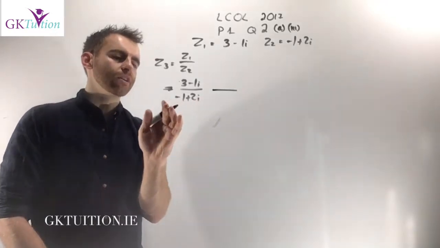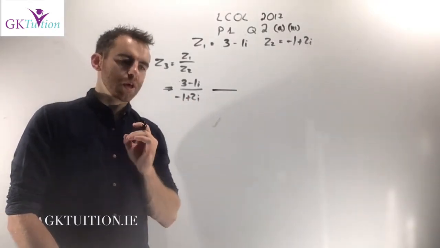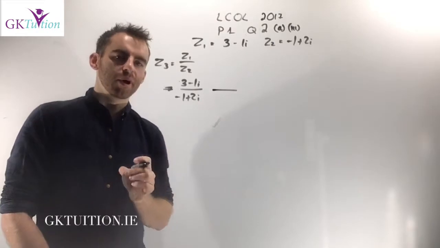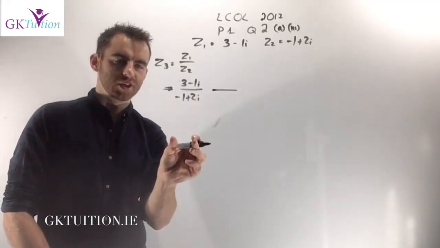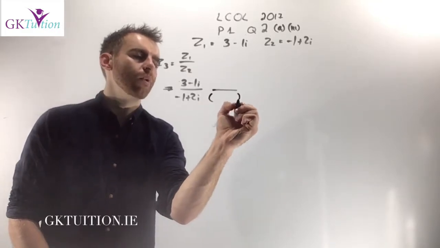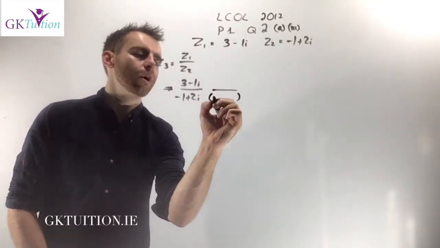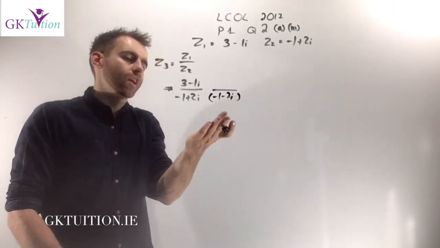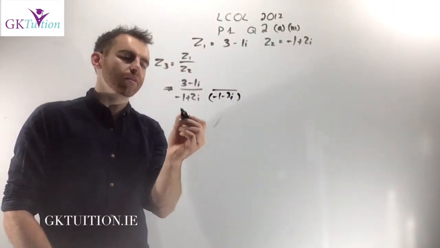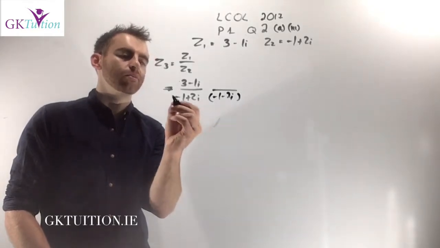So in the bottom of the fraction I have minus 1 plus 2i. In order to eliminate the i on the bottom of the fraction, you need to multiply this complex number by its conjugate. The conjugate of minus 1 plus 2i is minus 1 minus 2i. Basically it's the same, it's just you change the sign of whatever was in front of the i. So as a plus 2i, it becomes a minus 2i.